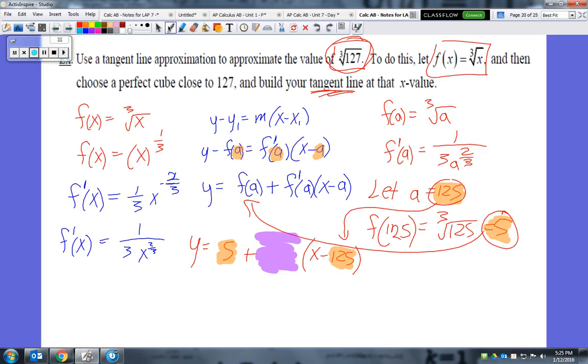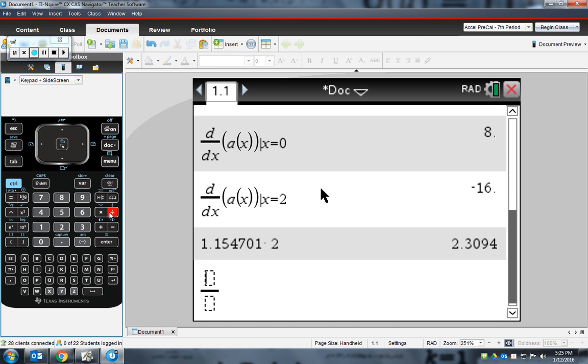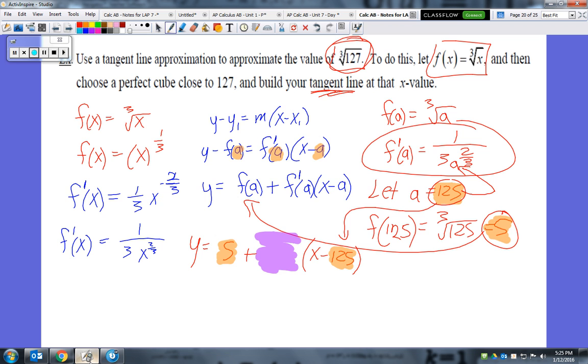So the derivative is over here, and if I plug in my at value, and again, my at value is the x, I'm going to put 125 right there. That is my x at value. So 1 over 3 to the 2/3, so I'm going to come over here and say 1 over 3, parentheses, and my x value is 125.